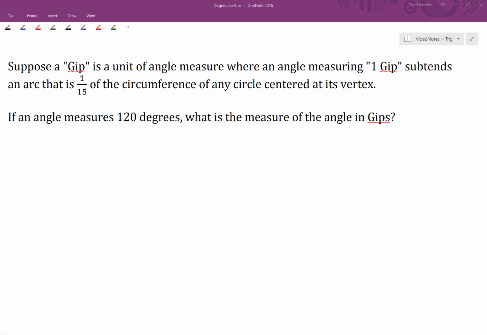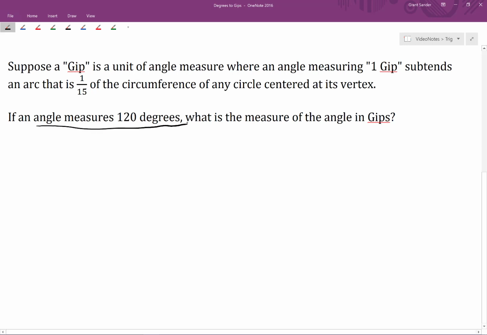In this video, we'll look at converting between two different units of angle measure. So suppose a gip is a unit of angle measure where an angle measuring 1 gip subtends an arc that is 1/15th of the circumference of any circle centered at its vertex, which means that there are 15 gips in a full rotation. So let's suppose an angle measured 120 degrees.